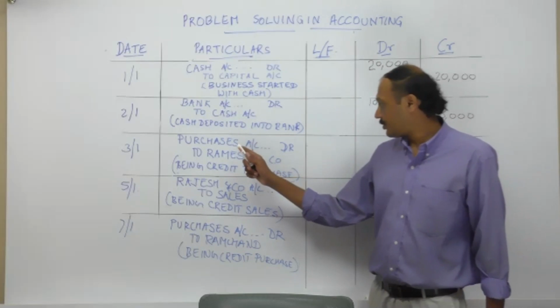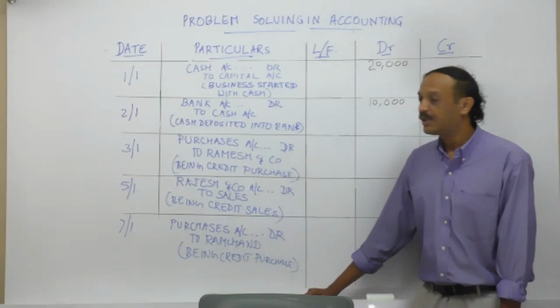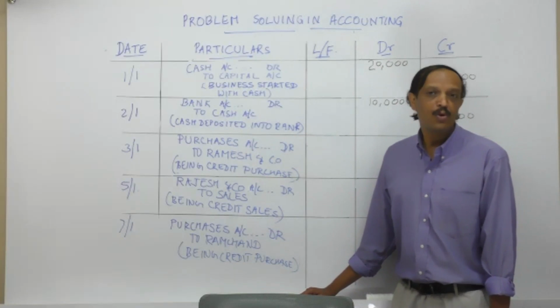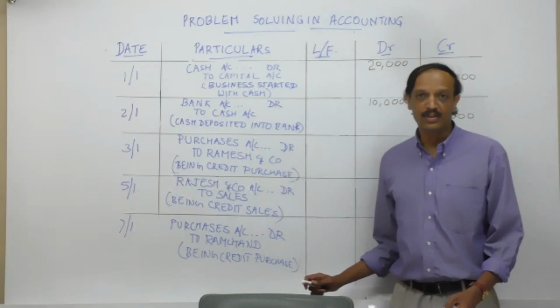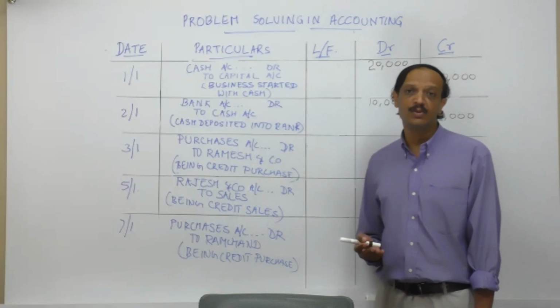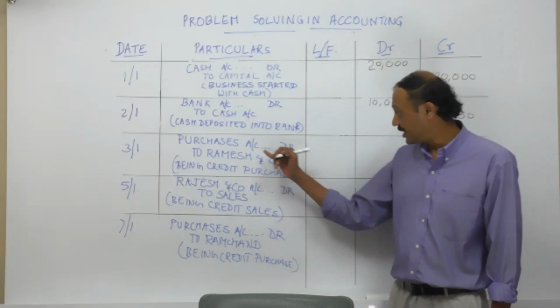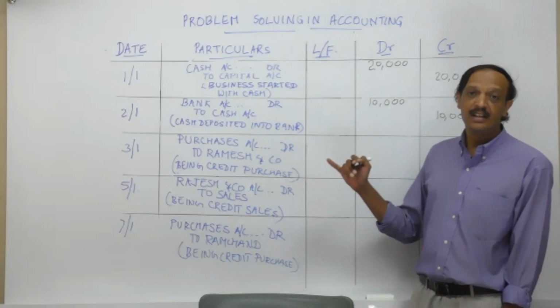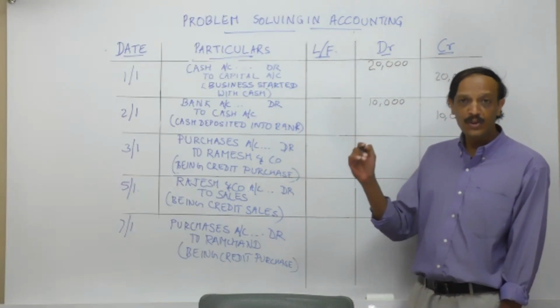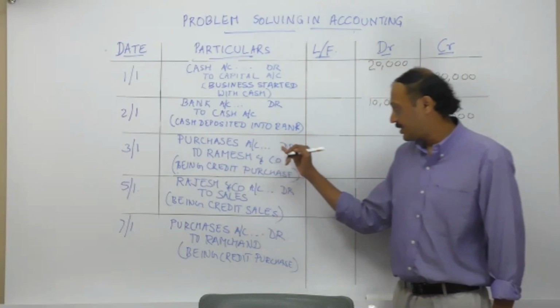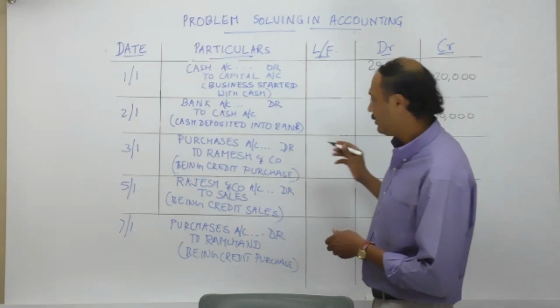For this transaction, you need to debit the purchases account. Purchases is nothing but goods. There is no goods account in accounts. It's what you do with the goods that matters. Either you sell or purchase. In this case, you're purchasing. Goods are coming in. Debit what comes in. Goods are coming in in the form of purchases. So debit purchases account, the amount is 5,000.